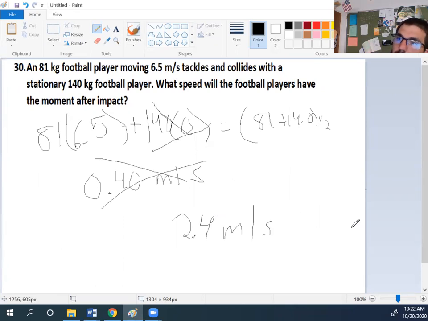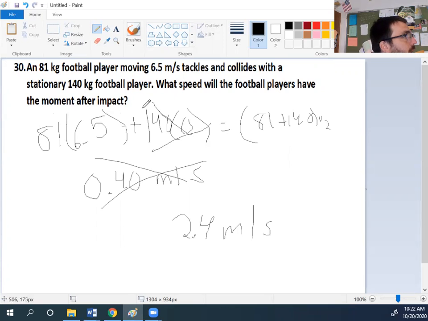Is that what you got? What'd you get? 0? How'd you put it in your calculator? 81 plus, no, you missed the times 6.5. Well, you didn't need a velocity over here. I'm talking about right here. The V1 right here was 6.5.